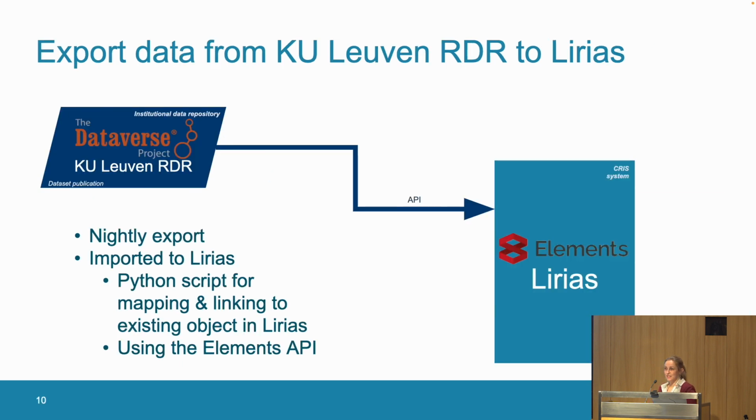So the first step that we had to do was to make sure that any metadata that is attached to datasets published in our Dataverse actually gets registered in Elements without people having to enter all the metadata again. So that's the first step that we did. Even before we went live with our data repository, we made sure that we could get all the metadata in Lyrias via a nightly export. It's very simple. We use a little Python script to do the mapping between the two APIs, and then it just gets sent to Elements.